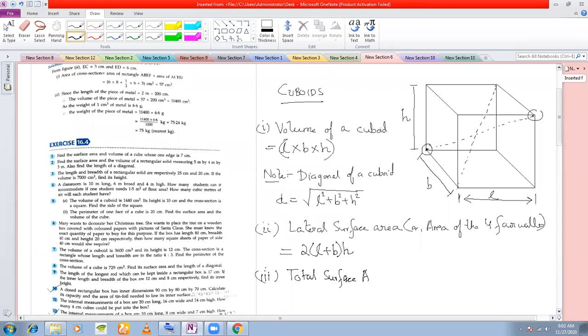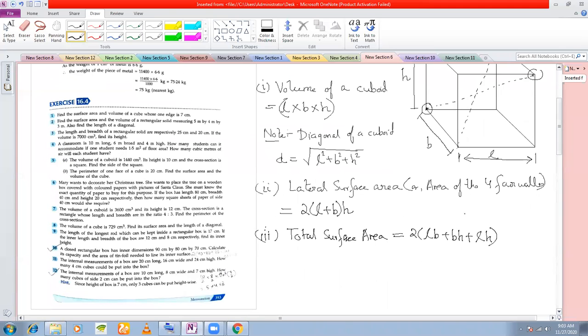Total surface area. What do you mean by total surface area? Suppose in your room, the total surface area is area of the four walls plus area of the ceiling plus area of the floor. That should be your total surface area. The total surface area is twice of (LB plus BH plus LH). Okay, this is the formula for your total surface area. We'll require these three formulas.